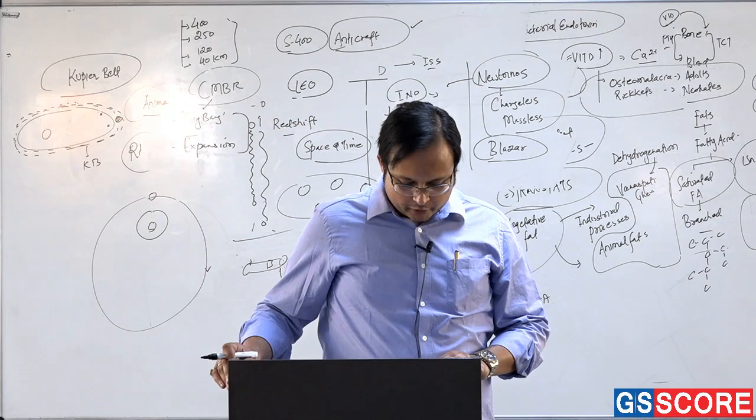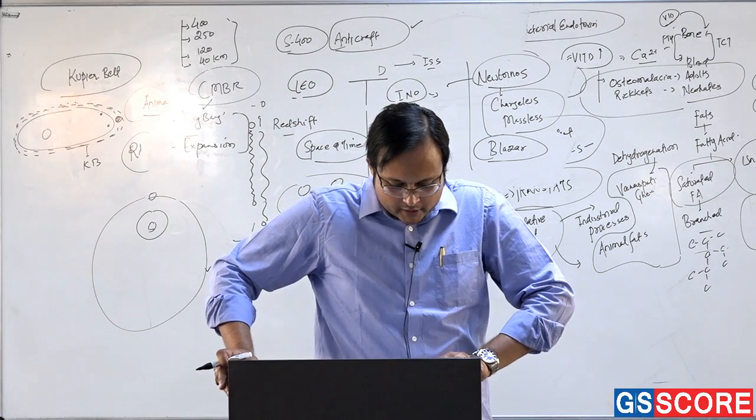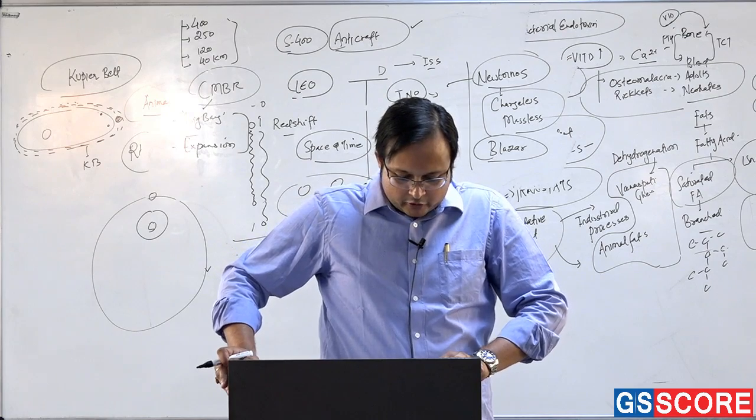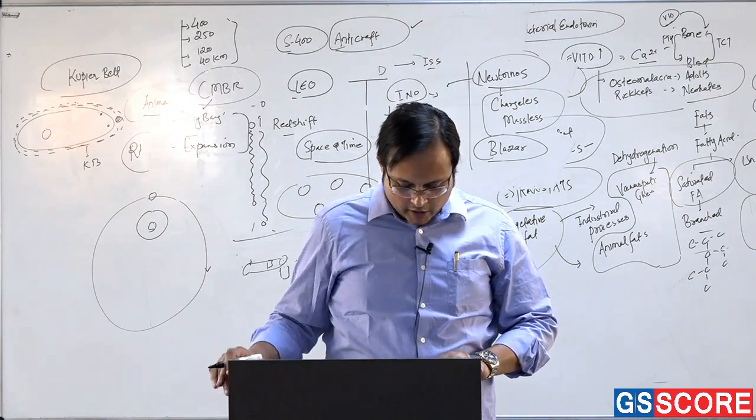Then other scientific experiments or achievements. The world's thinnest material was developed with a novel technique. This thinnest material was developed using magnesium diboride, that you can mark.